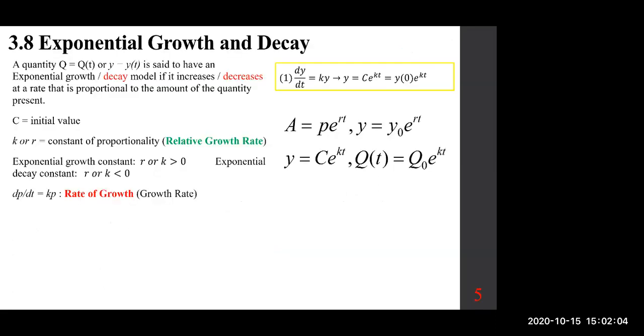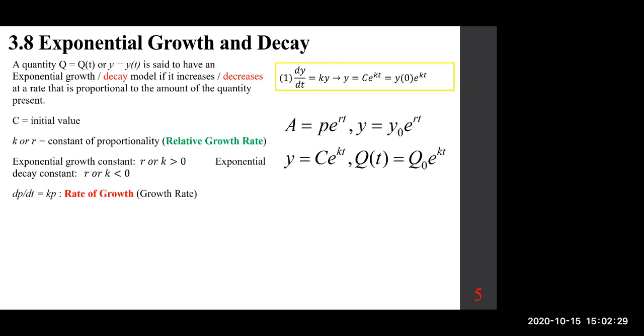So having said that, here's the new stuff. Actually, not so new. Exponential growth and decay we have dealt with. So the idea of y being c e to the power of kt is nothing new. For example, A equals P e to the power of rt. There are different ways of writing them.